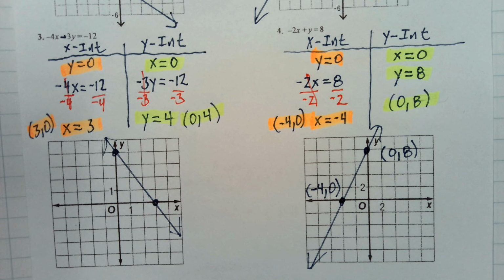The y-intercept's real easy because x is 0. That means the negative 2 times x goes away. And you're just left with y equals 8. And that's what you're looking for, is y. So that means the ordered pair is 0, 8. And 0, 8's right there. And this is the line.